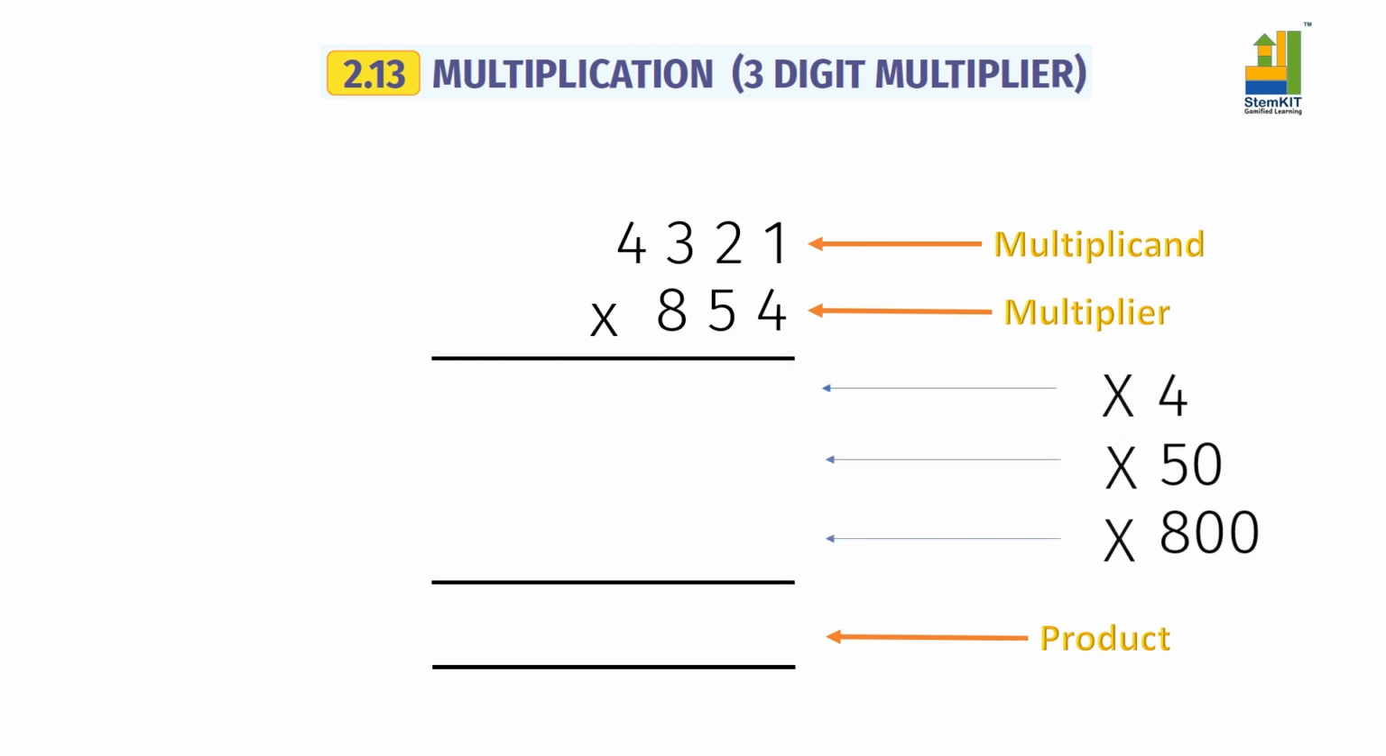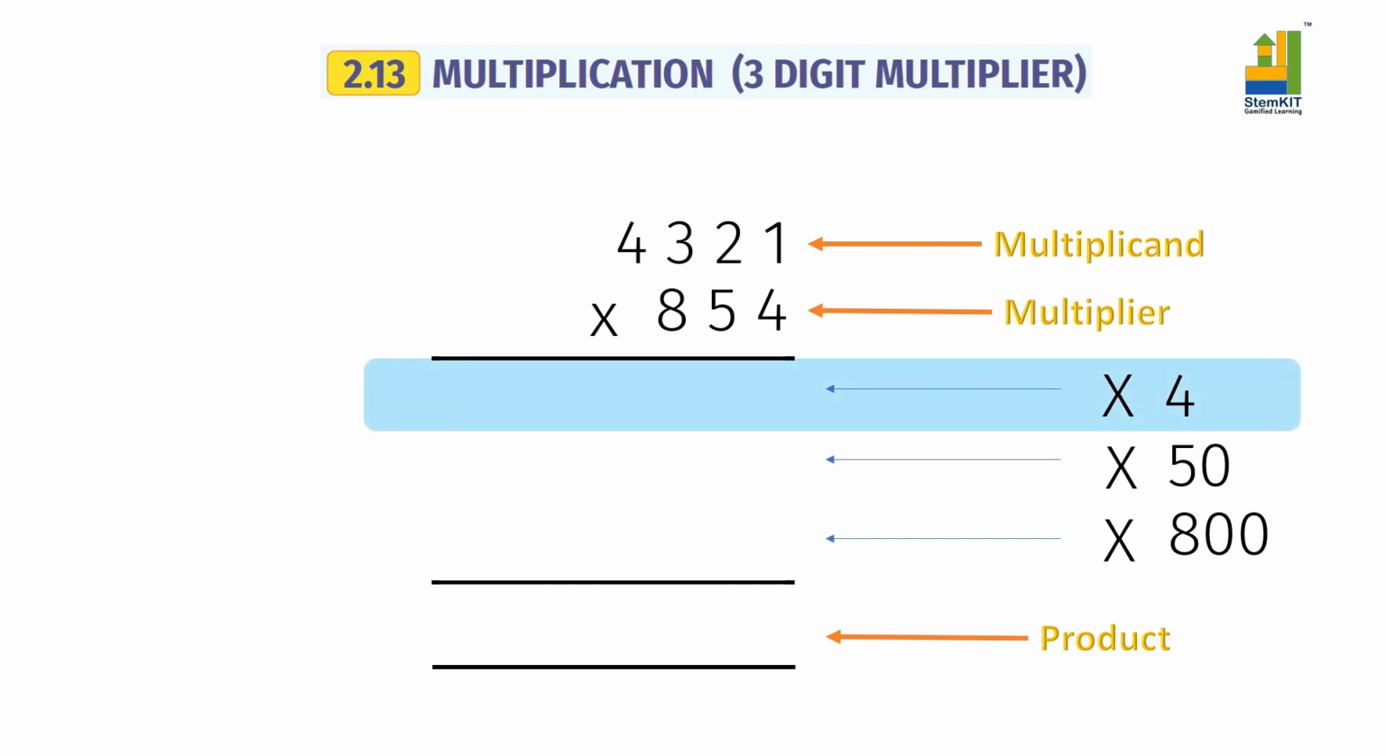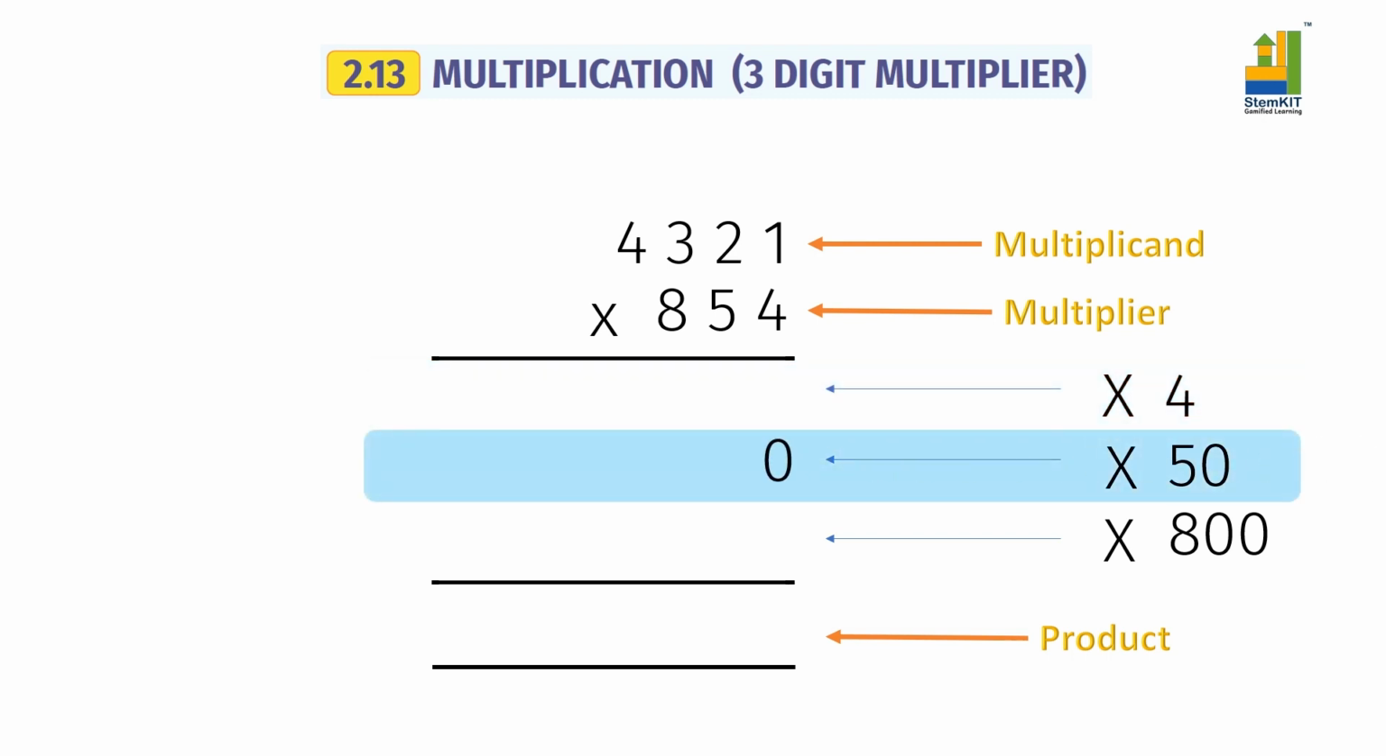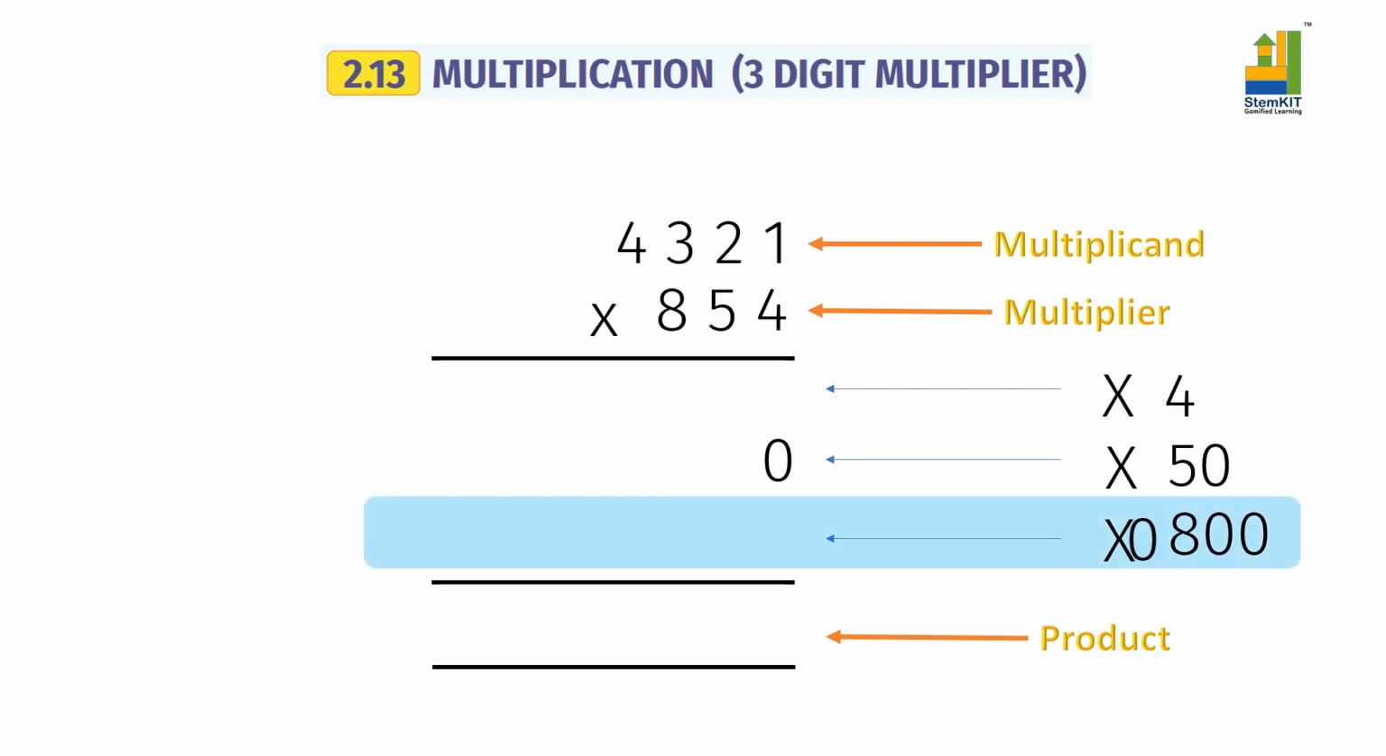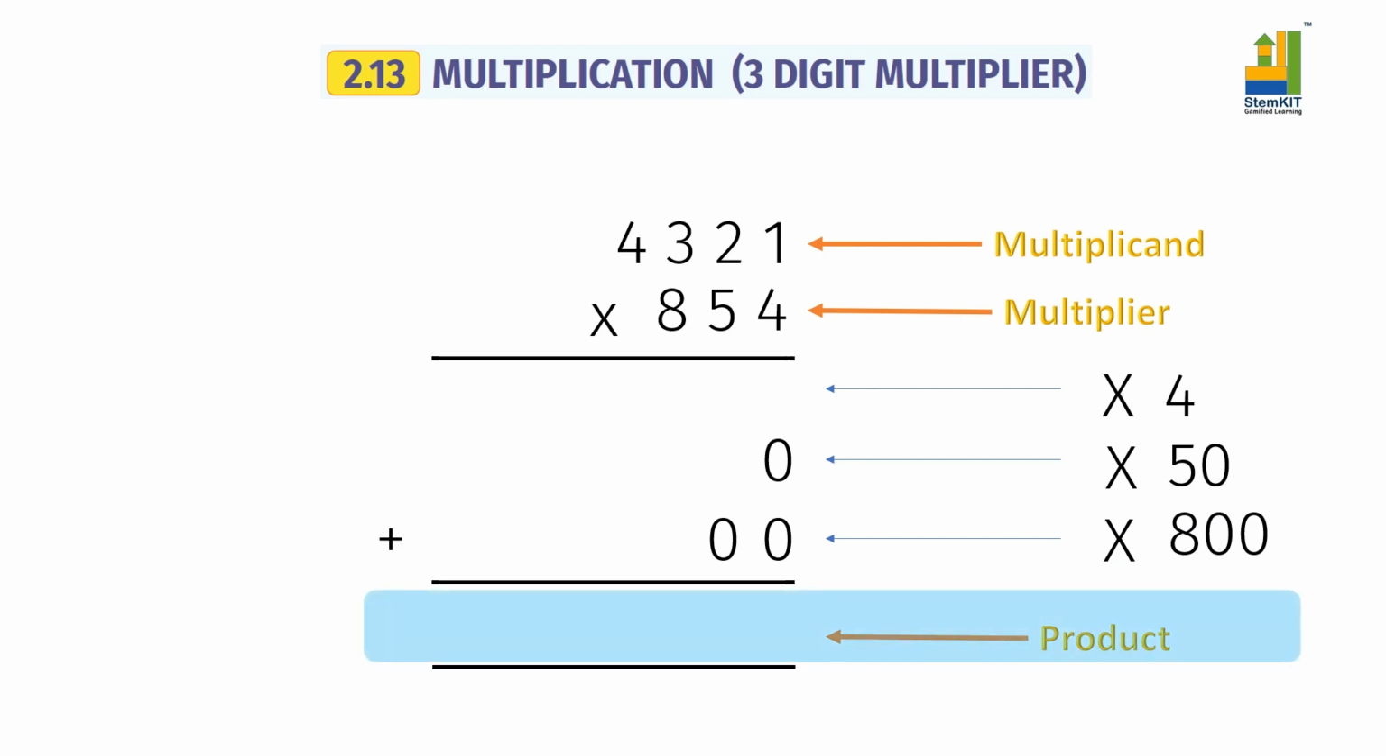So, the steps are: Step 1. Multiply the number, or multiplicand, with unit of multiplier. Step 2. Multiply the number, or multiplicand, with tens digit of multiplier. We insert a 0 and multiply with 5. Step 3. Multiply the number, or multiplicand, with hundreds digit of multiplier. We insert 2 zeros in this row and multiply by 8. Step 4. Add to find the product.